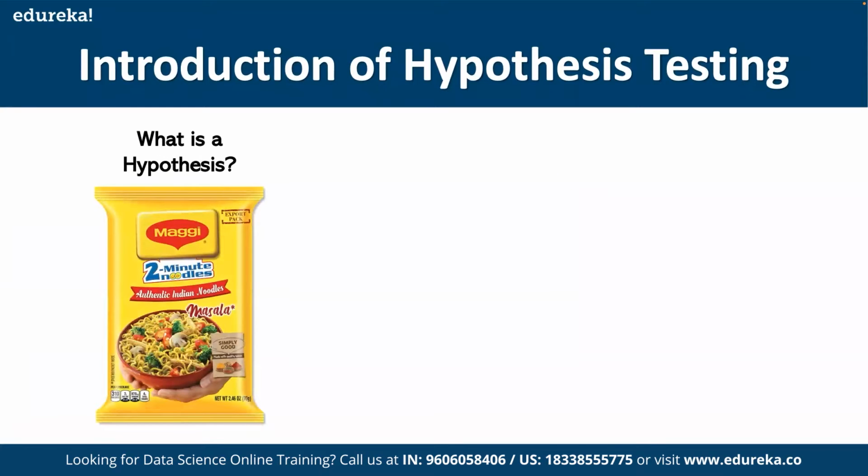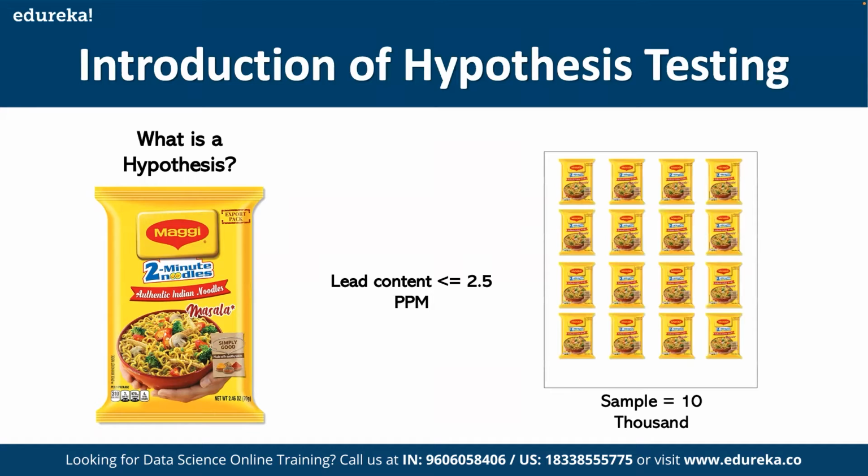Okay, let's take up an example. We assume that for Maggi noodles, there is a lead content of less than or equal to 2.5 ppm. Now, this is my assumption. If you think about the production of Maggi noodles by the Nestle company, they will be producing lakhs and lakhs of products. Now think about testing lakhs and lakhs of products every day, going through each and every product and testing it.